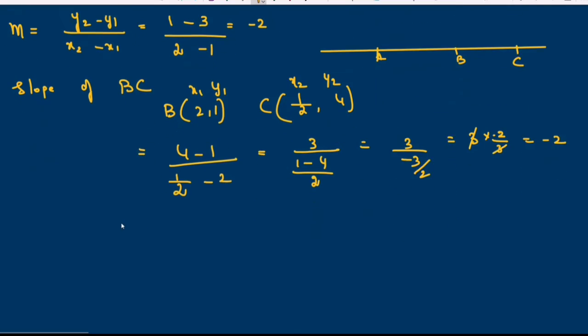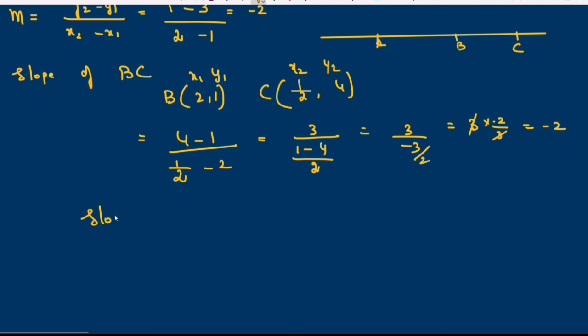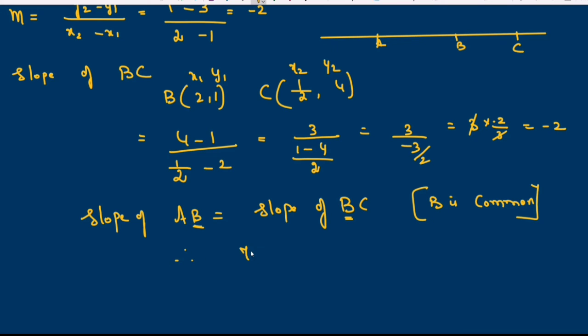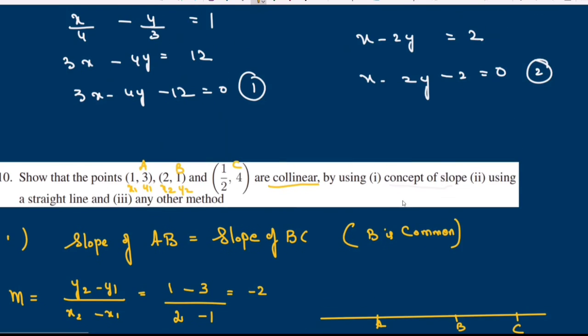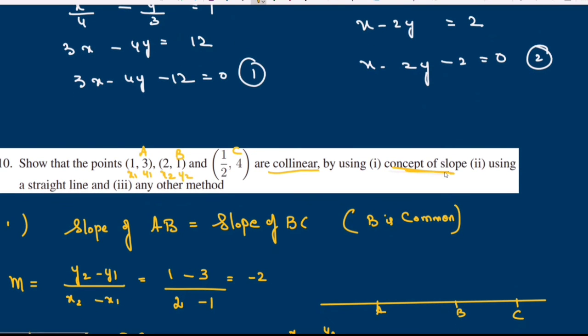So the slope of AB is equal to the slope of BC and one point should be common. Okay, otherwise they will be parallel. So B is common, therefore they are collinear. So using slope they ask you to prove. So that is the first part. We have proved using slope, the concept of slope.